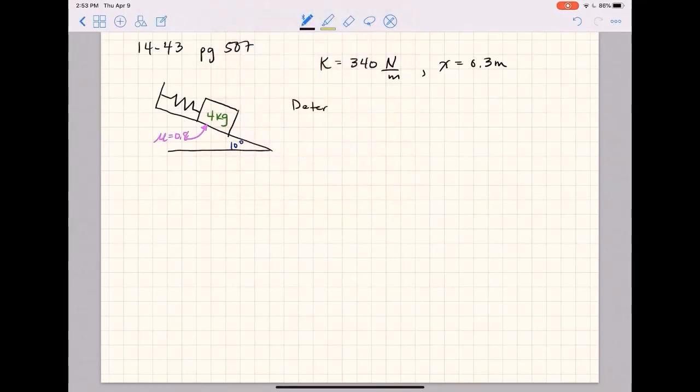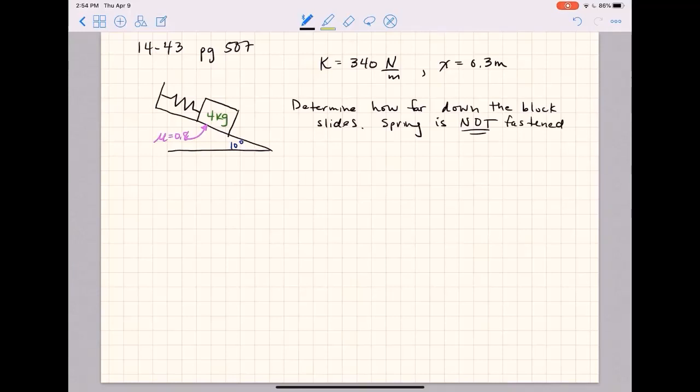Determine how far down the block slides before coming to a rest. And it does say in brackets here, spring is not fastened. So it's not connected to block A.